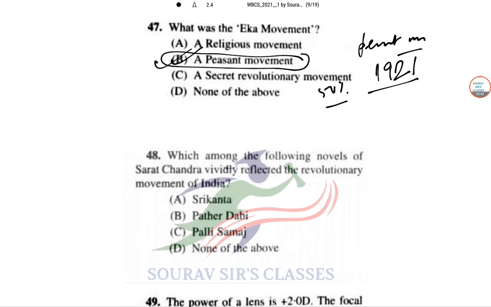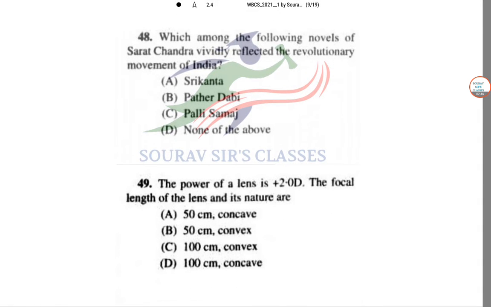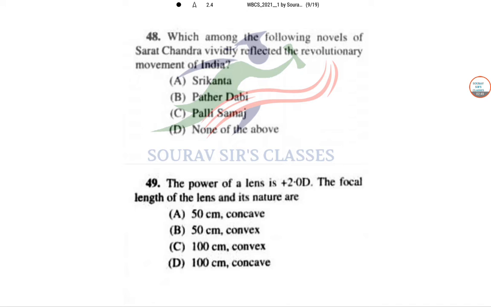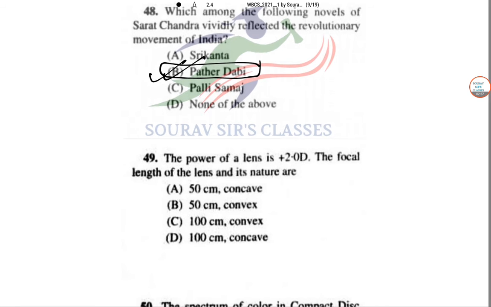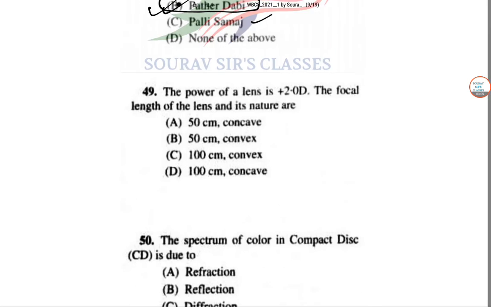Next, 48. Which among the following novels of Sarat Chandra vividly reflected the revolutionary movement in India? And it was Pather Dabi. Next, Srikanta is a story of friends to friends. Palli Samaj is about the non-structural formation of a village structure in India.